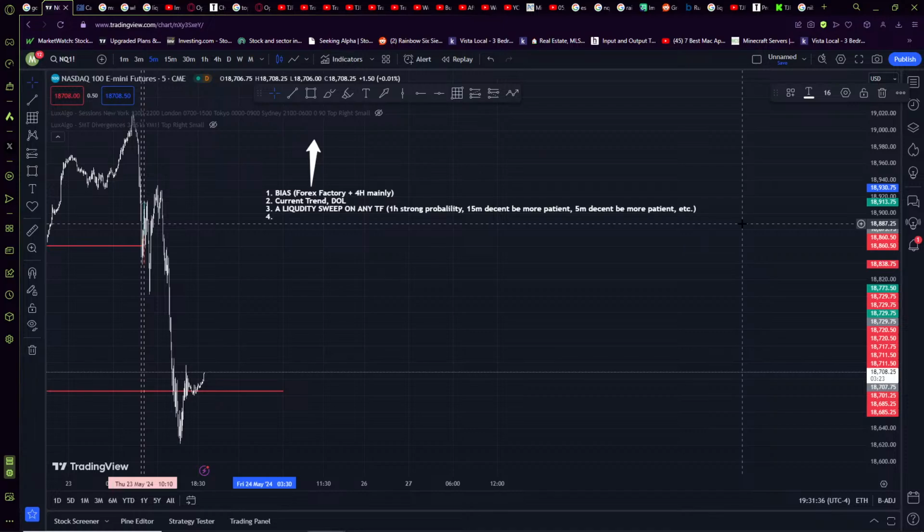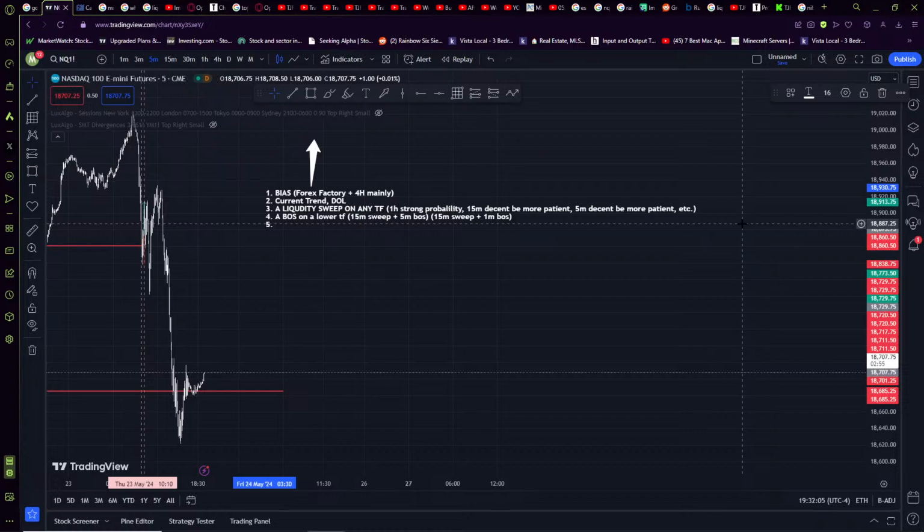4. A break of structure. Any lower time frame, a break of structure. So 15-minute sweep plus 5-minute break of structure, or 15-minute sweep and we see price is kind of choppy or whatever, 1-minute break of structure. Just something to confirm it, right?